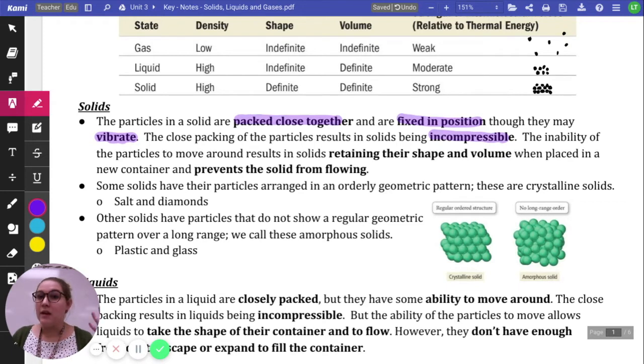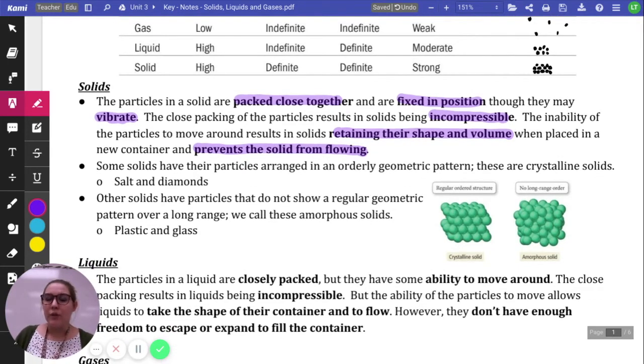And then because they can't move, they retain their shape and their volume. It also prevents our solid from flowing. Flowing would be the ability for particles to move past one another. Solids can't do that. Solids can't flow.